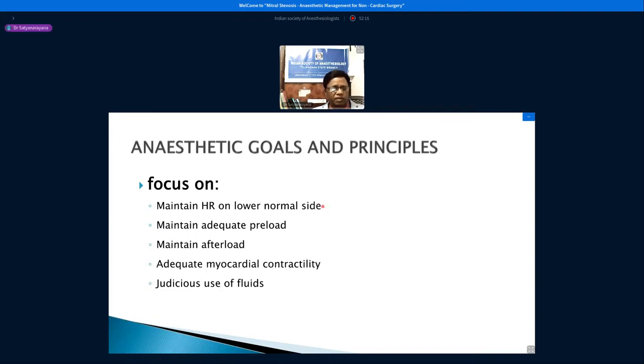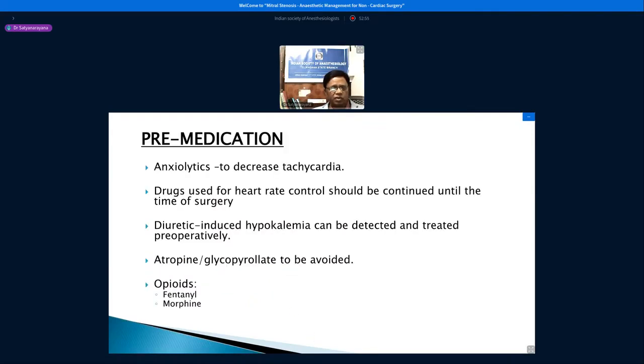Anesthetic goals. These are very important aspects of our discussion. Mainly focus on maintaining heart rate on the lower normal side, and maintain adequate preload, because the right ventricle is dependent on preload. So maintain adequate preload. Already there is LV dysfunction, so the cardiac output will be maintained with adequate preload. Maintain afterload. There should not be any decrease in the afterload. Ensure adequate myocardial contractility, and judicious use of fluids. And then I'll try to elaborate.